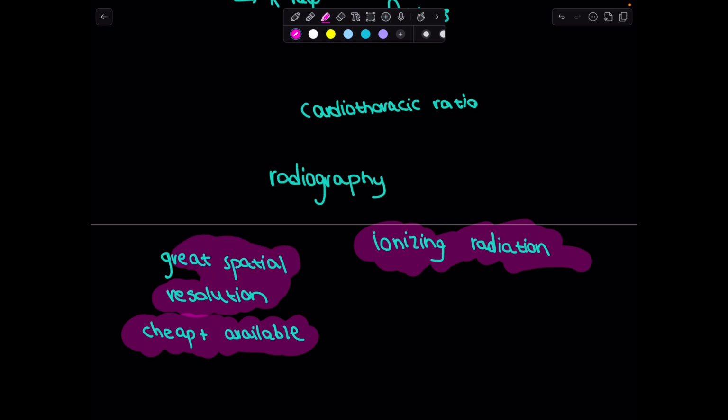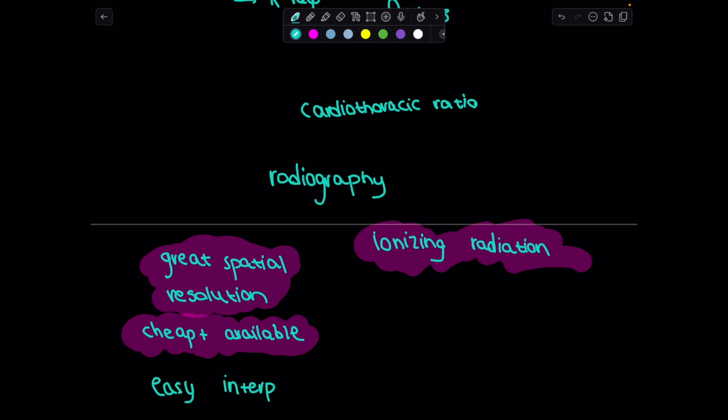Yep, you nailed the trade-offs. Ionizing radiation in radiography, like X-rays and CT, is a downside due to small cancer risks with repeated exposure, but it's cheap, widely available, and delivers solid spatial resolution. The great resolution comes from how X-rays penetrate tissues differently.